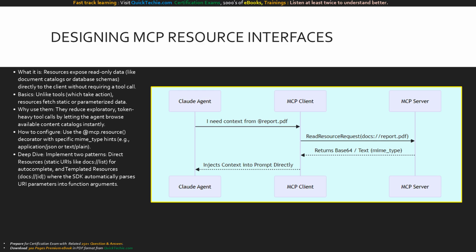When Claude needs specific context, the MCP client intercepts the request and sends a standard read resource request to the server using the defined URI. The server responds with the raw text and its MIME type. Crucially, the client injects this data directly into the prompt without consuming extra conversational turns.